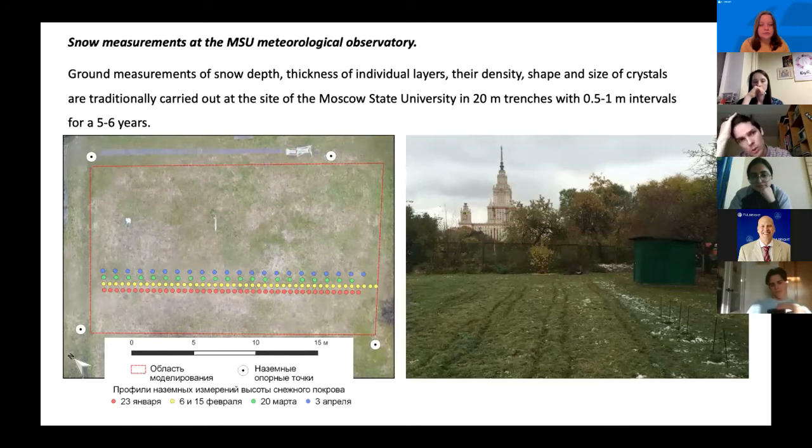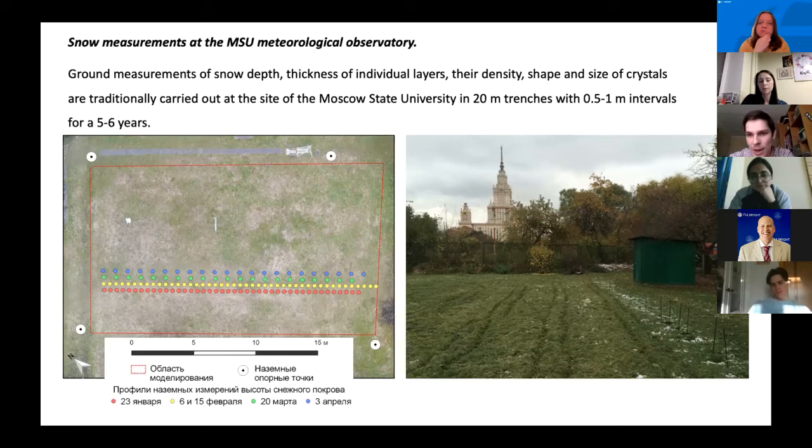So the first part of our research was conducted over the last 5 or 6 years, and it was based at the Moscow State University Meteorological Observatory. We performed ground measurements of snow depths, thickness of individual layers, their density, and shape and size of crystals. All this was usually performed in 20-meter trenches with half-meter or meter intervals over the last several years. And on this picture, you can see how it looks.